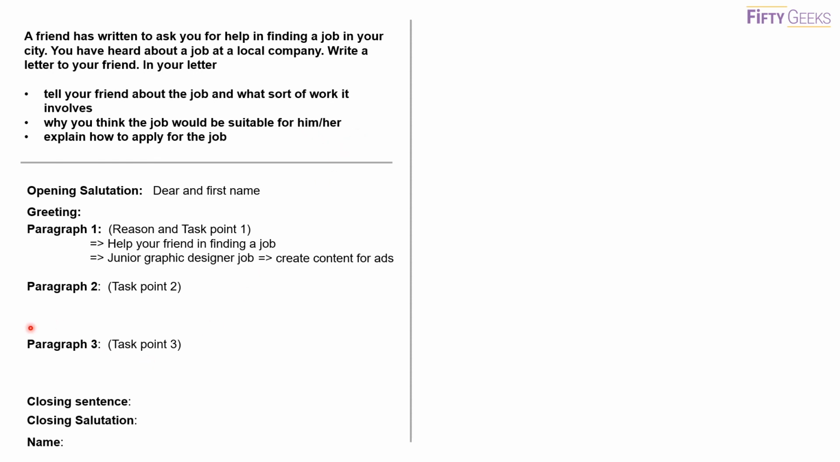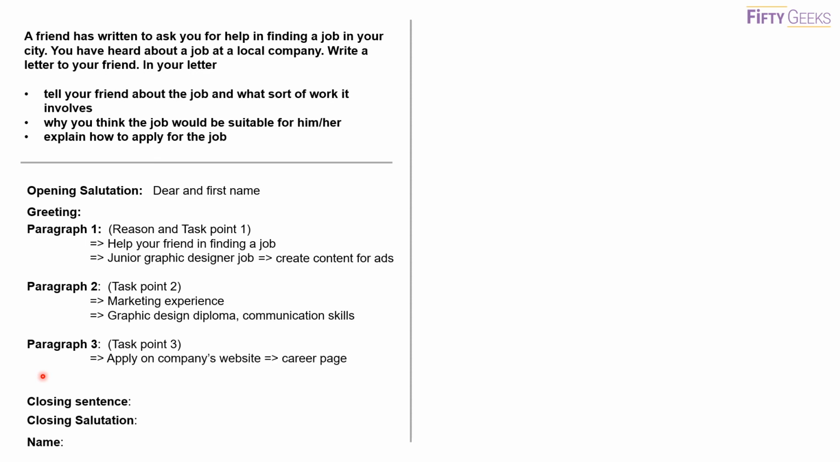The first reason I can imagine is that my friend will have a good marketing experience. The second reason could be that he has a graphic design diploma and good communication skills. In the third body paragraph, we have to explain how he or she can apply for this job. Here we can suggest the steps to apply for this job. We can say he or she can apply on the company's website by visiting their career page. Also, your friend must upload a resume.